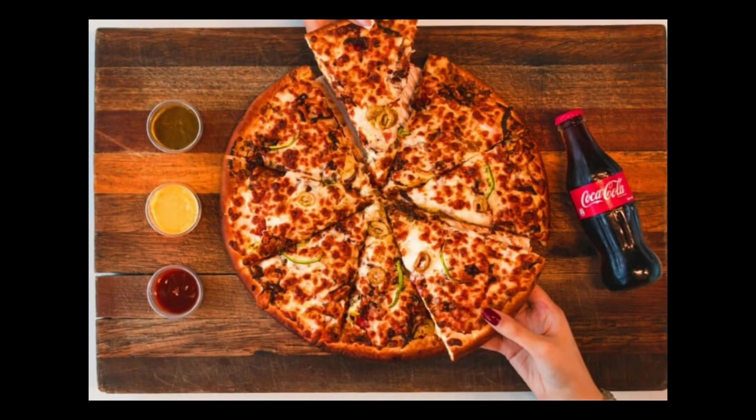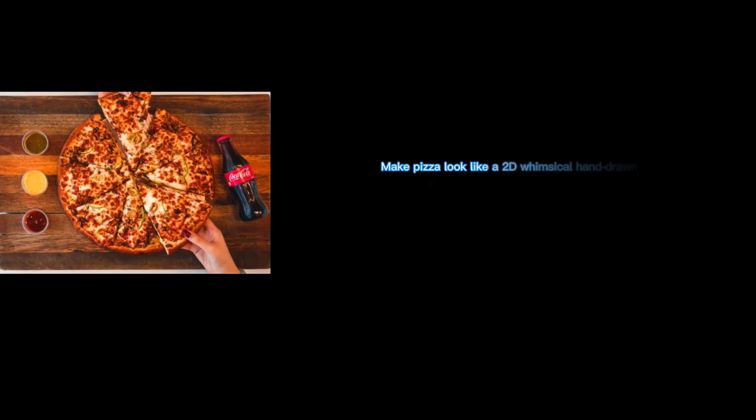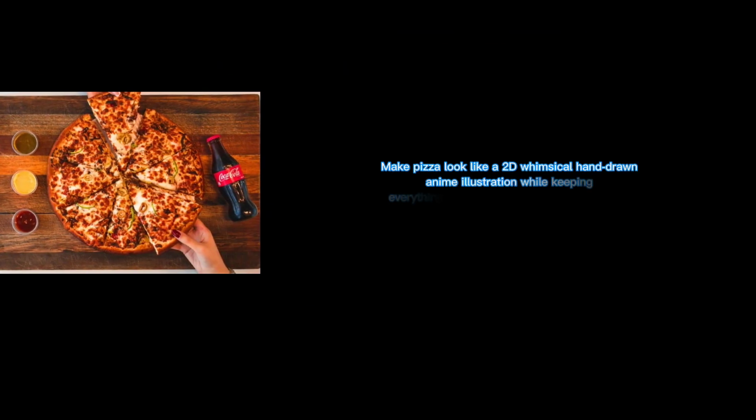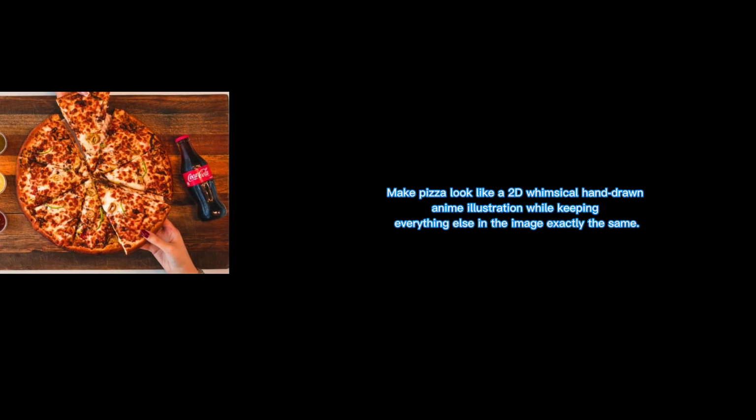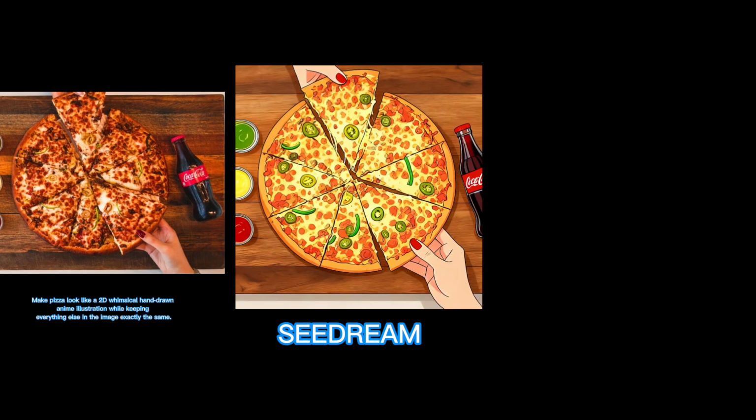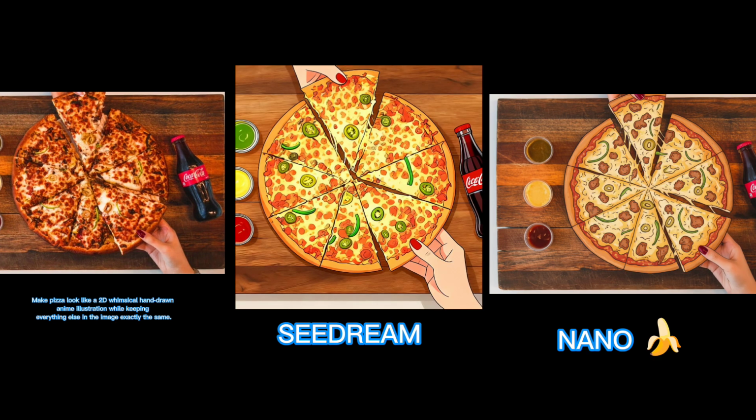I uploaded this pizza image and gave the prompt. Make the pizza look like a 2D whimsical hand-drawn anime illustration, while keeping everything else in the image exactly the same. In the prompt, I specifically mentioned only the pizza, but Seedream transformed the whole image into 2D. On the other hand, Nano Banana made a small mistake by also turning the hand into 2D. But overall, Nano Banana's generation is good. So I should give a point to Nano Banana.